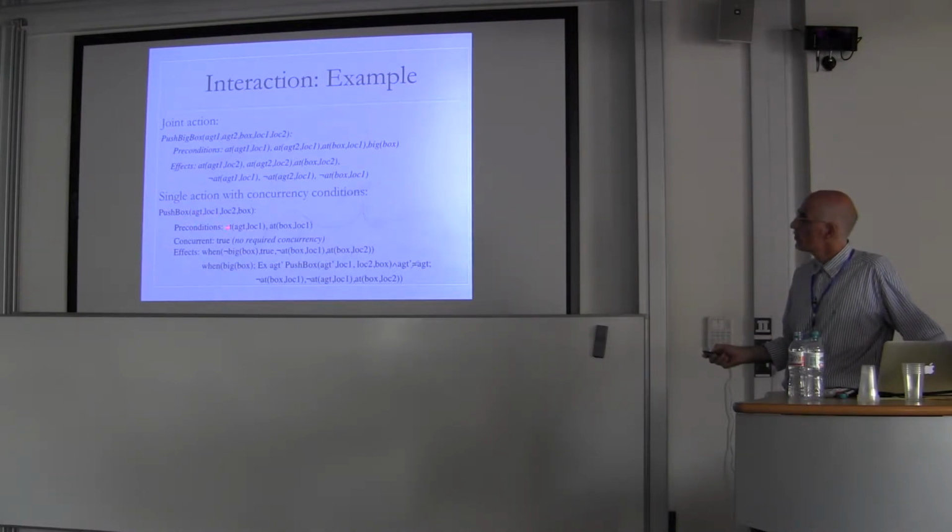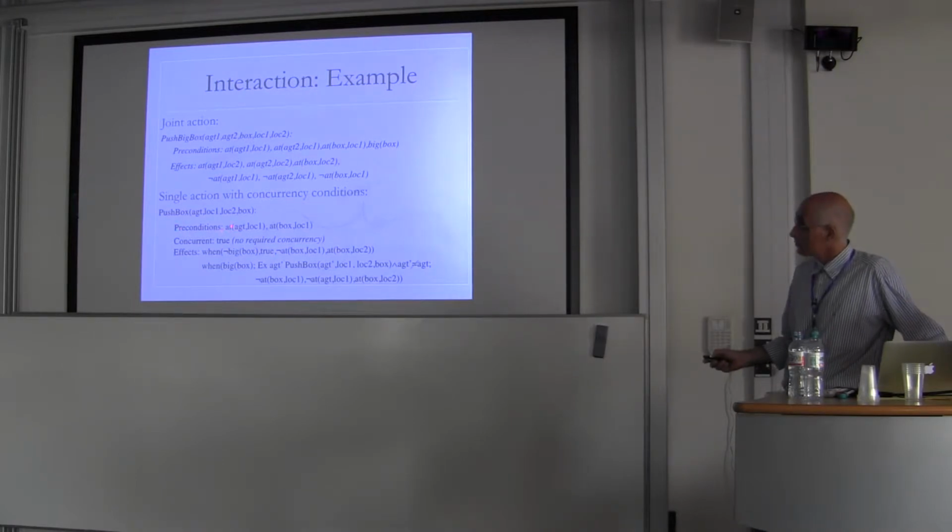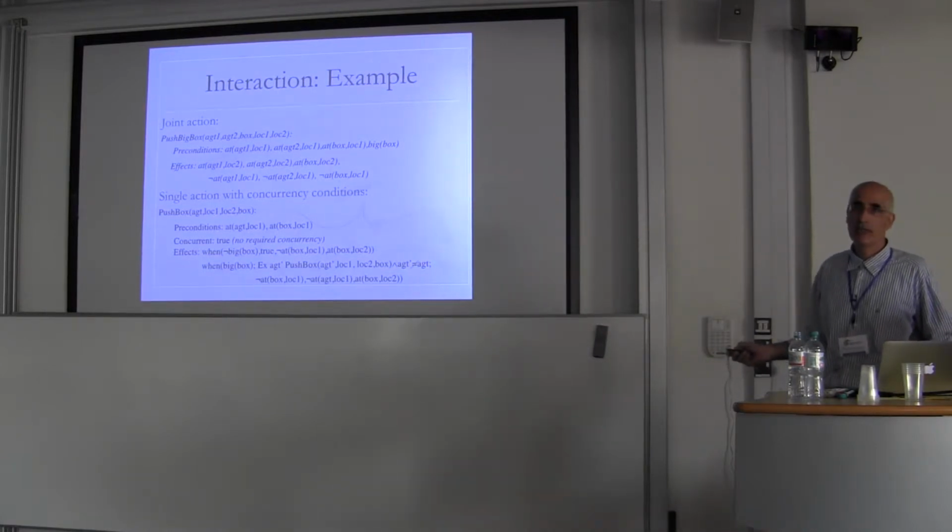So, here we see the example. Notice this is only describing what is happening to agent 1. It's describing things with respect to a single agent. So, the precondition is with respect to that agent and the box only. This is the Allen field, which says, is there an action that has to occur concurrently? Is there a concurrency constraint? So, in general, there's no concurrency constraint for pushing the box.